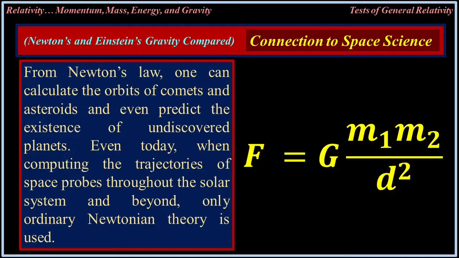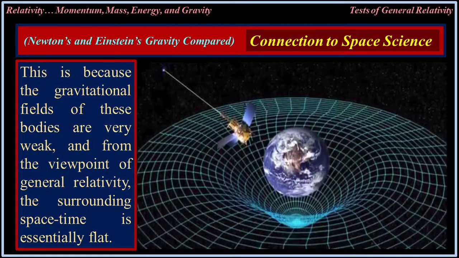Newton's and Einstein's gravity compared: connection to space science. From Newton's law, one can calculate the orbits of comets and asteroids and even predict the existence of undiscovered planets. Even today, when computing the trajectories of space probes throughout the solar system and beyond, only ordinary Newtonian theory is used. This is because the gravitational fields of these bodies are very weak, and from the viewpoint of general relativity, the surrounding space-time is essentially flat.